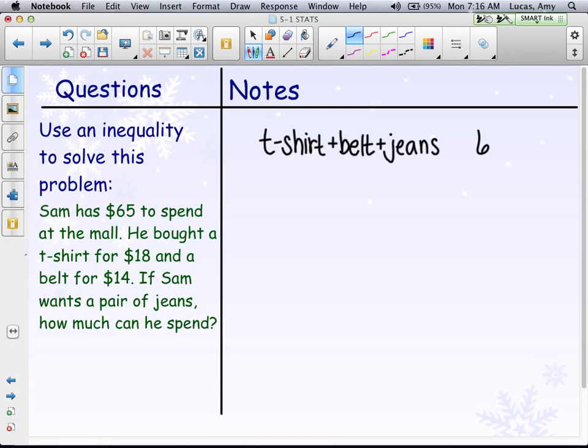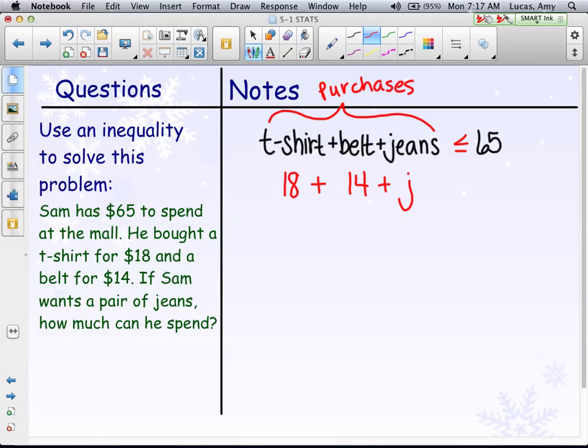And he's got $65. He doesn't have to spend it all, and he doesn't get to spend more than $65. That's all he's got. So the total for these 3 things that he wants to buy would have to be less than or equal to $65. He can't spend more than $65. He doesn't have it. Okay, now we know the t-shirt is 18. We know the belt is 14. We do not know about the jeans, so we are going to solve this inequality.